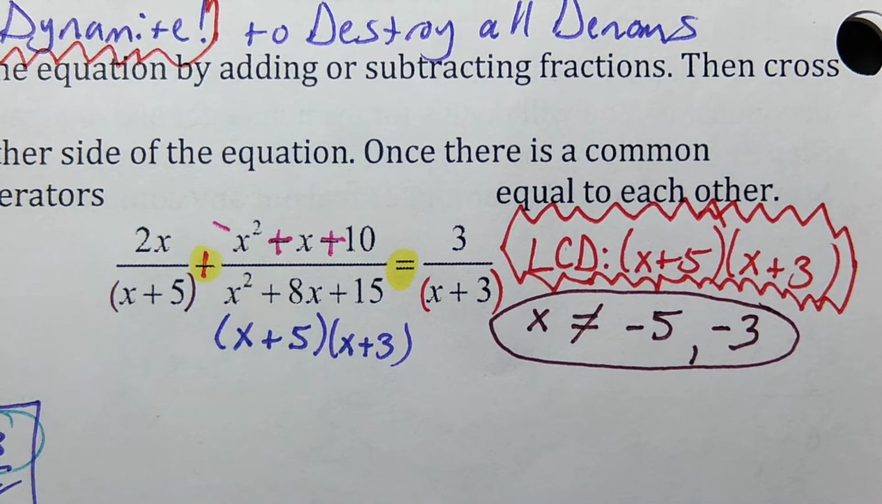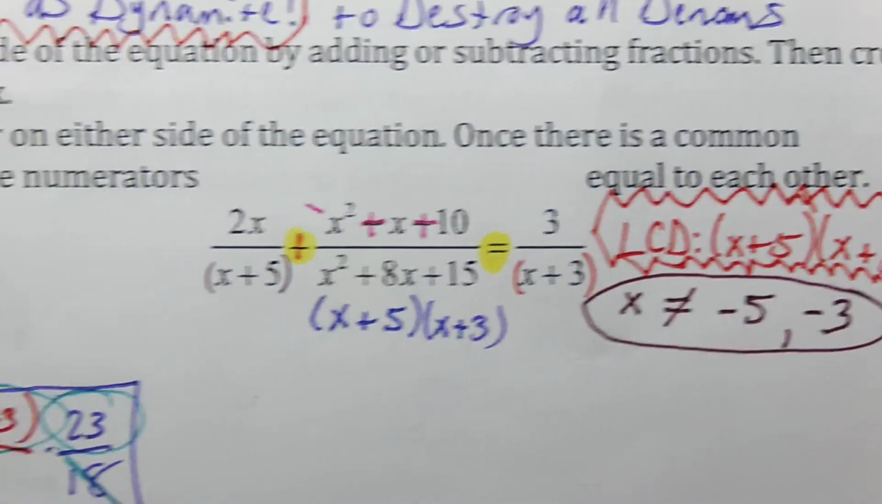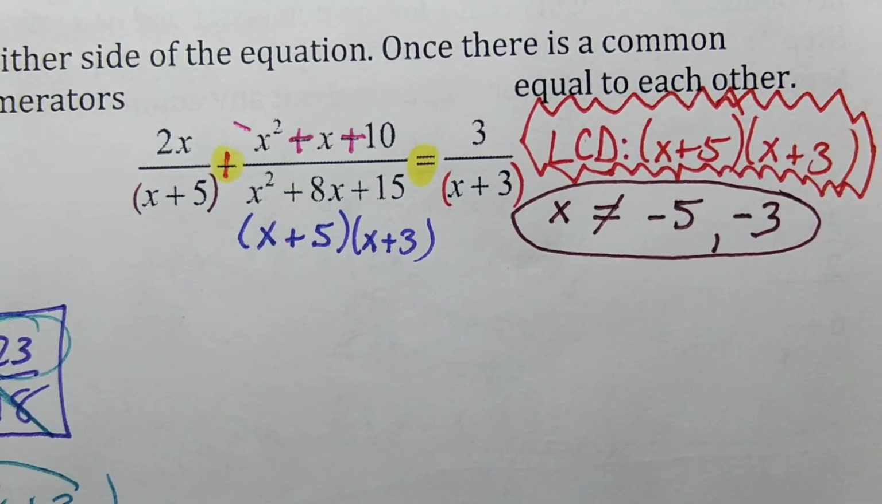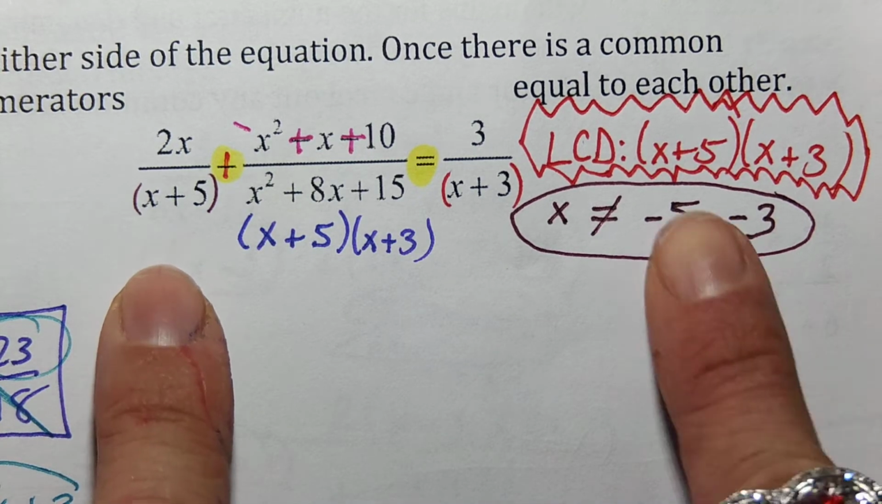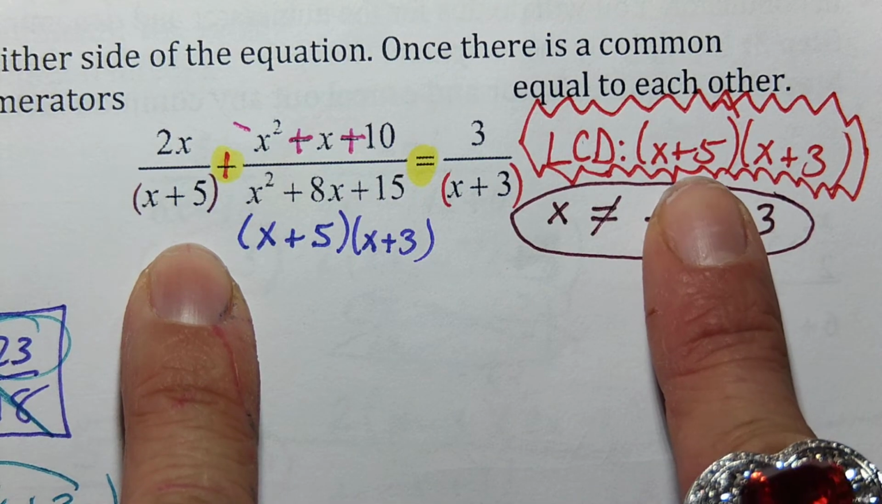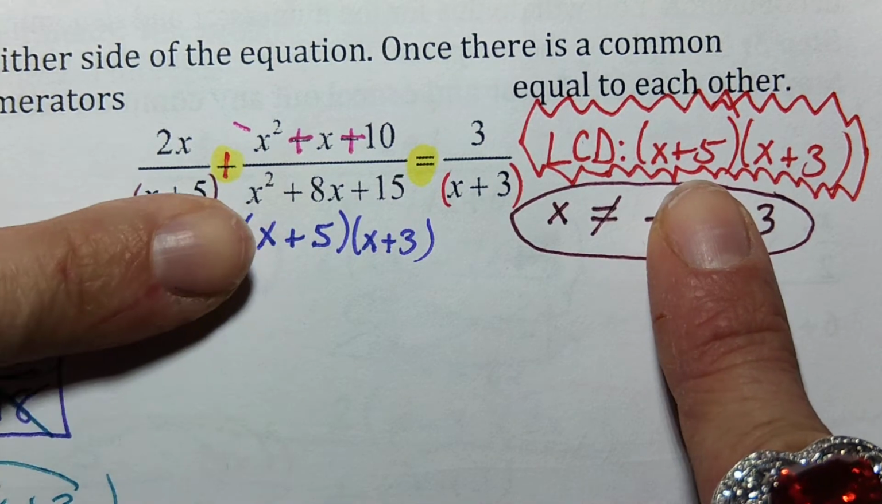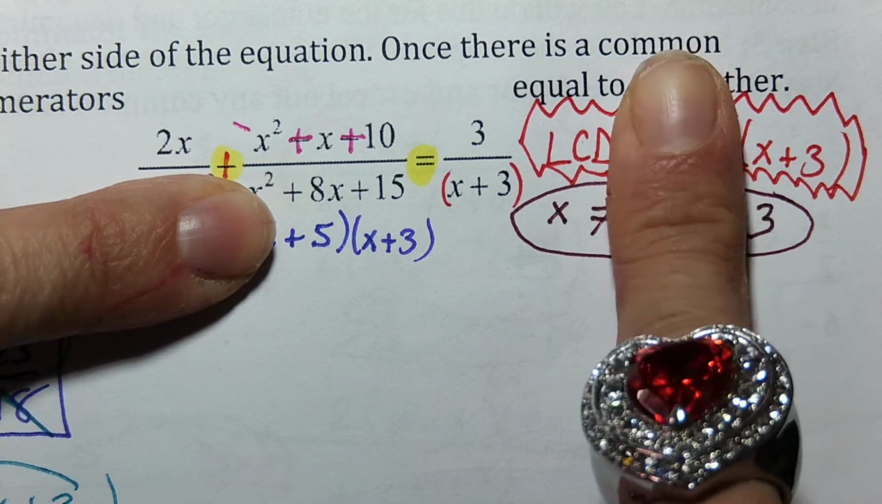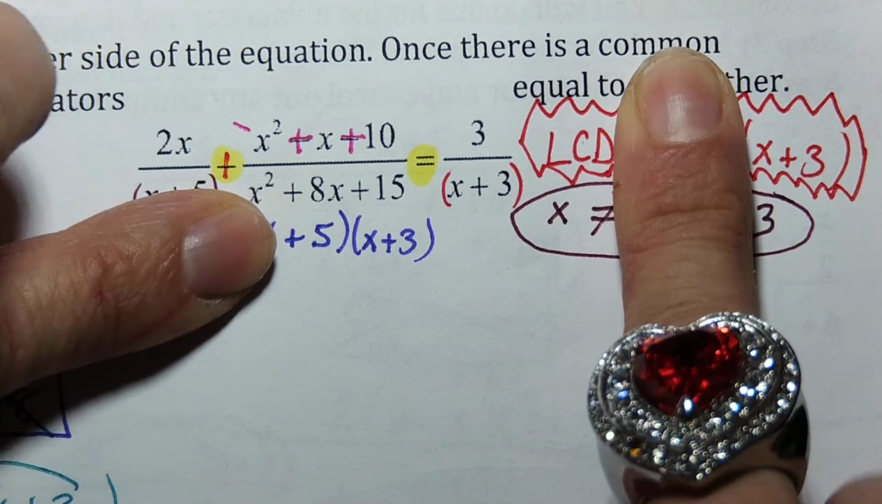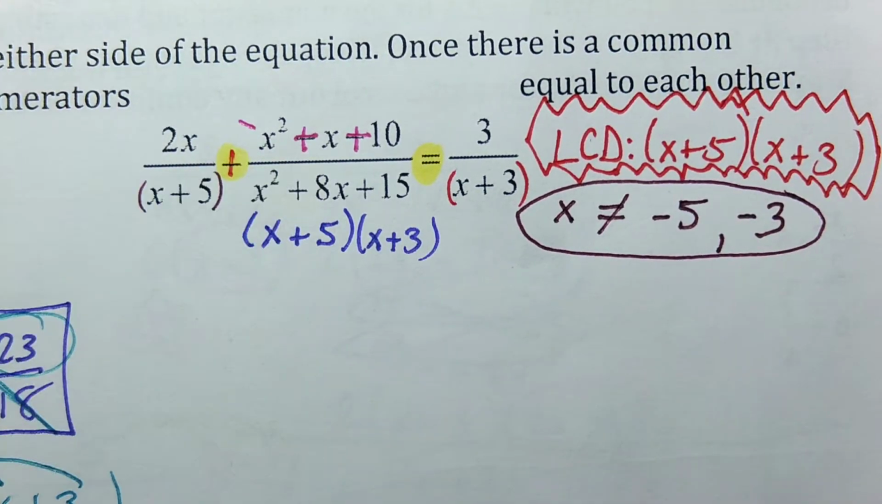Would you like to show a little less work? Yes. You can continue to show it this way if you want, laying down the dynamite in each of those fractions. But here is another way that you can show a little bit less work. If I multiply this first fraction by the LCD, what is my denominator going to wipe out? X plus 5 is gone, and the x plus 5 in the LCD is gone, leaving me with 2x times x plus 3.